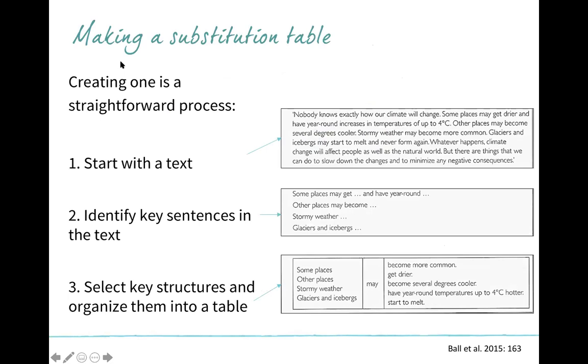If we're making a substitution table, if we've got a text and we just want to put one together, the process is quite straightforward. So we start with the text. We can identify key sentences in the text and then put these key structures into a table that students can then use to bolt their sentences together.